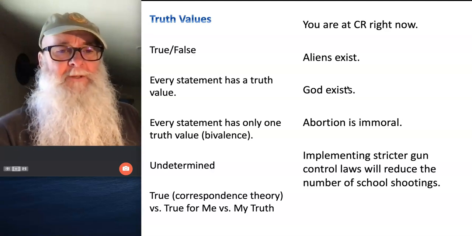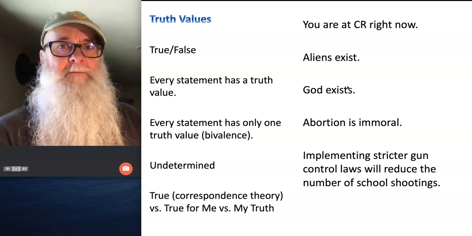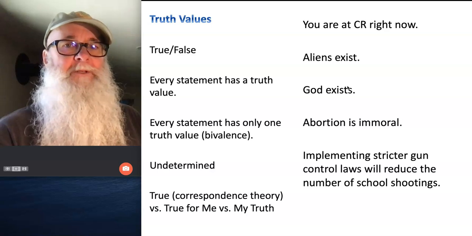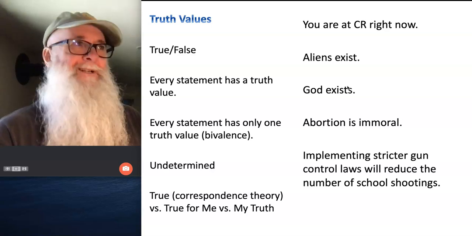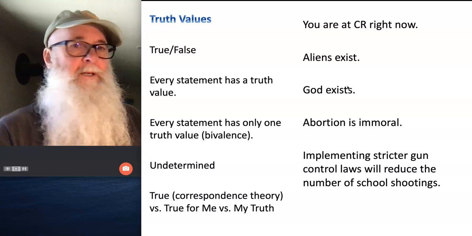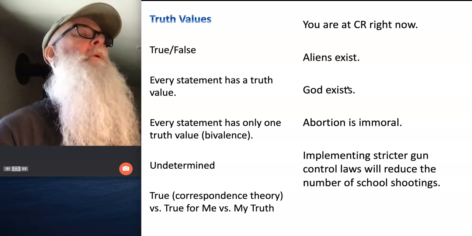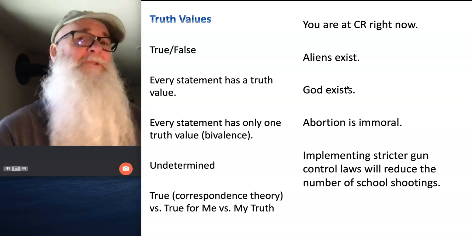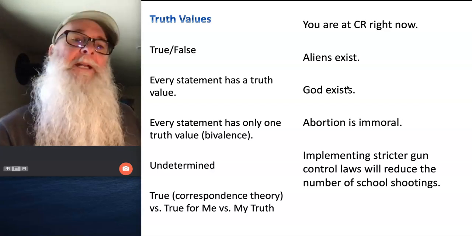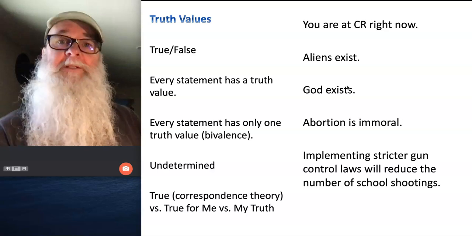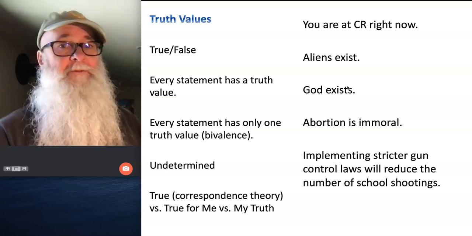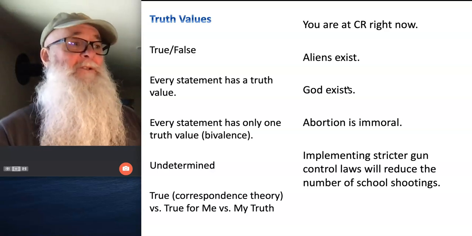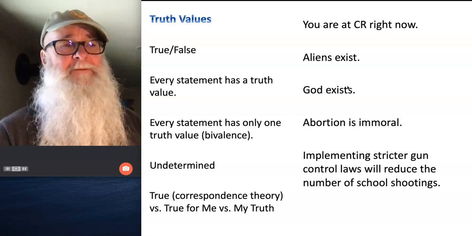Implementing stricter gun control laws will reduce the number of school shootings. We're going to have to carefully define our terms to determine whether or not this statement is true or false. What kind of gun control laws are we talking about here? What are those laws specifically? And what would constitute a reduction in the number of school shootings? And what exactly is a school shooting? What are we talking about here? And again, if we can carefully define our terms, we can determine that this statement is either true or it's false. But it's going to rest largely on the definitions of terms.